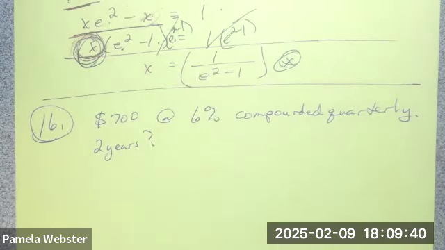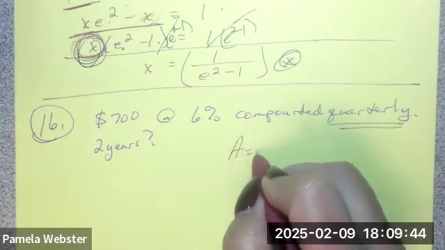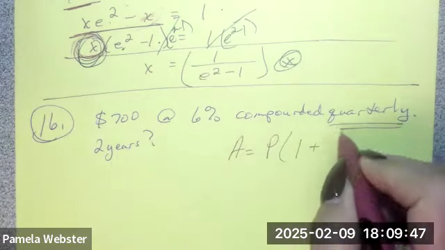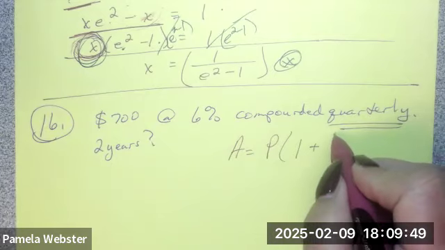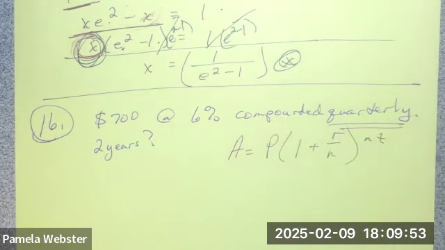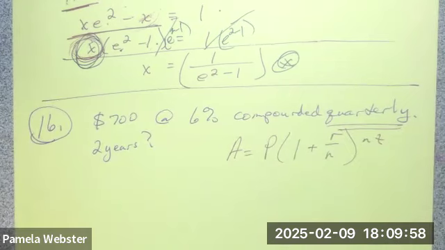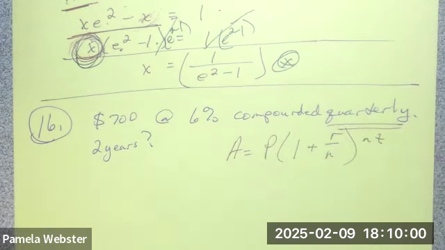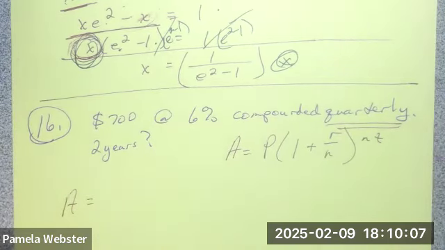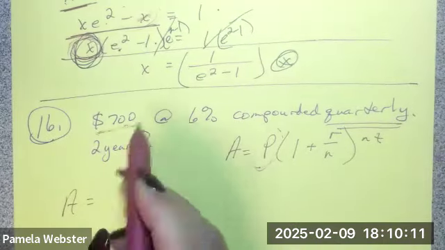$700. And remember that because we're using compounded quarterly, we're going to use that formula. A equals P times parentheses 1 plus r over n raised to the nt. That formula is going to be on the formula sheet for you, so you don't have to remember it. You're just going to use it. And here we go. We want the amount at the end of 2 years, so we're trying to solve for A. What's the principal? P is principal. That's the amount I put in, right?